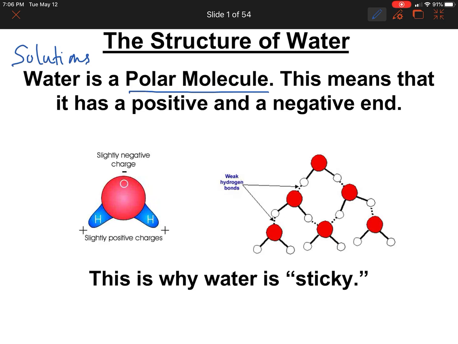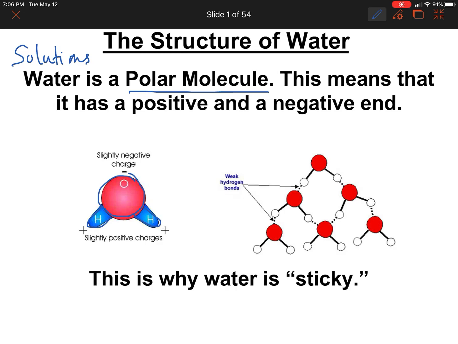So water is what we call a polar molecule. This means that it has a positive end and a negative end. So if you look here, this red ball here, this is our oxygen atom. These two are hydrogen atoms here. Now, when they bond like this, they bend and they end up in this bent shape like this. And that's because of the charges here.